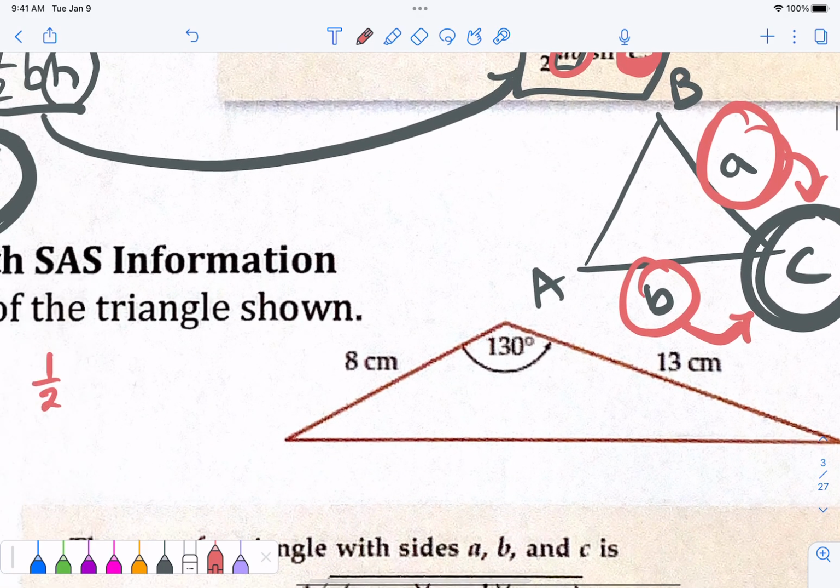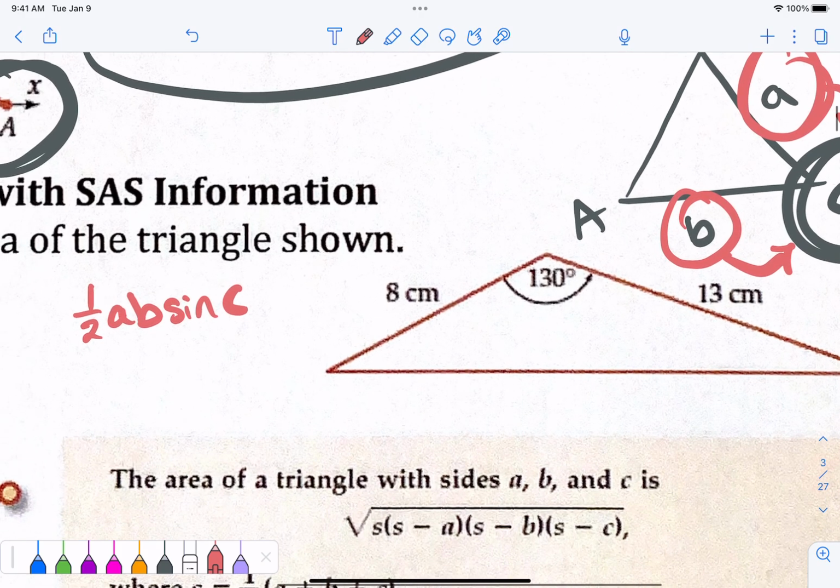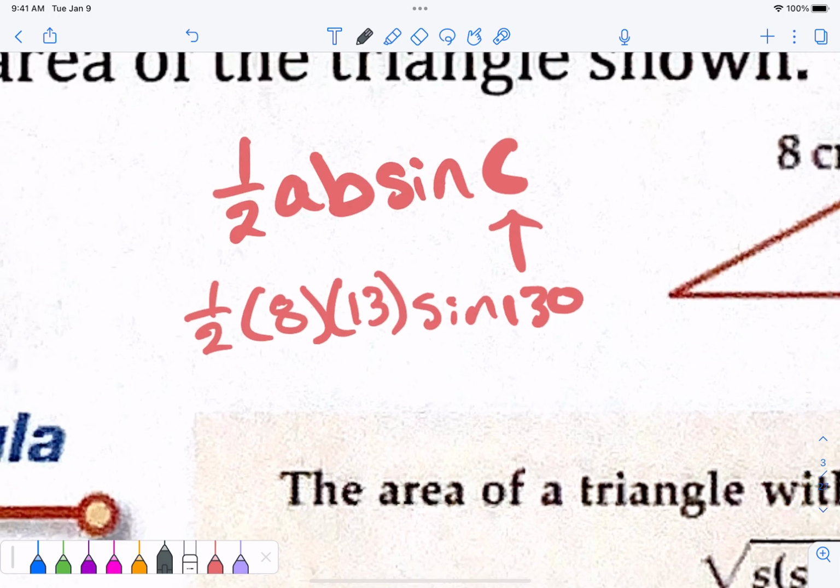Okay, so 1/2 AB sine of C, they call it. C is going to be my 130 degrees, so 130 is going to go here. And I get to choose which one is A and which one is B, technically, right? You know how I'm going to do it? I'm going to put 8 first. Why? Because it's an easy half. I'm going to take half of that first number. So if you can put an even number first, half of 8 is 4, and 4 times 13 is 52.